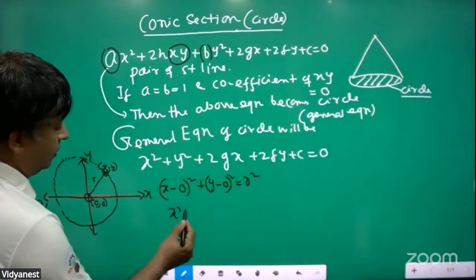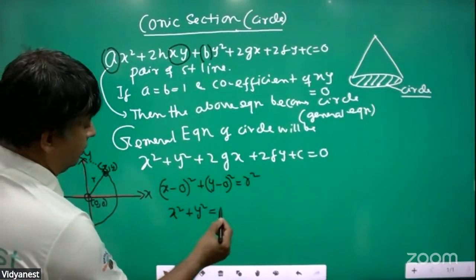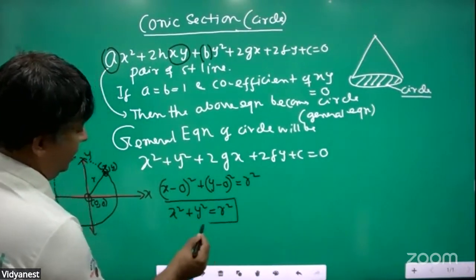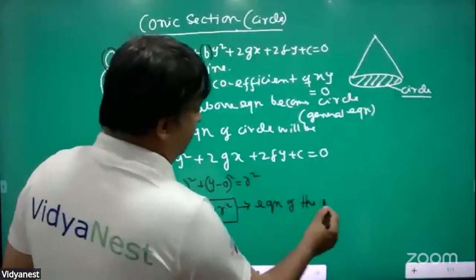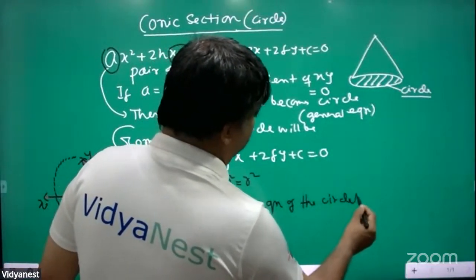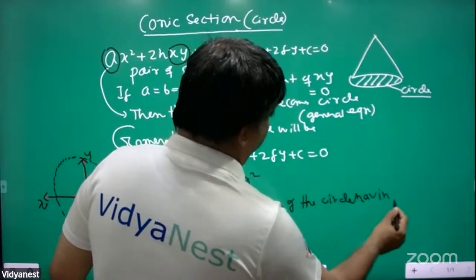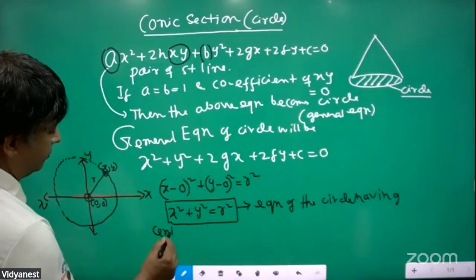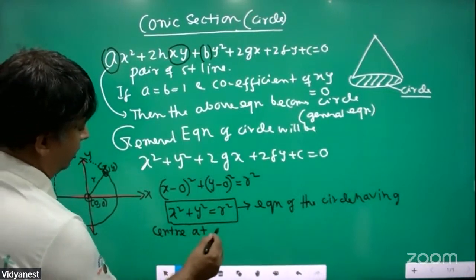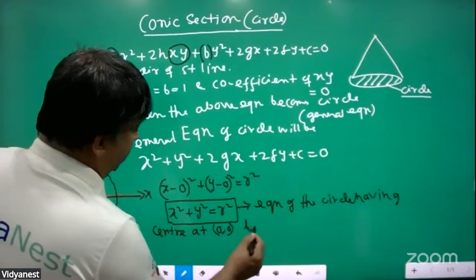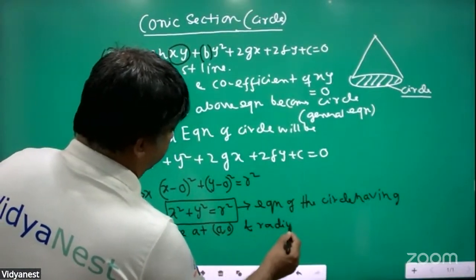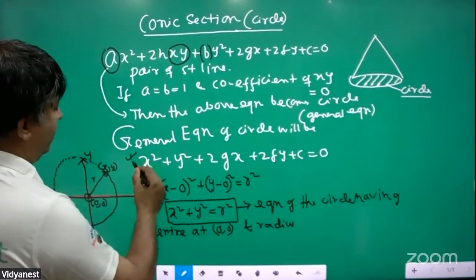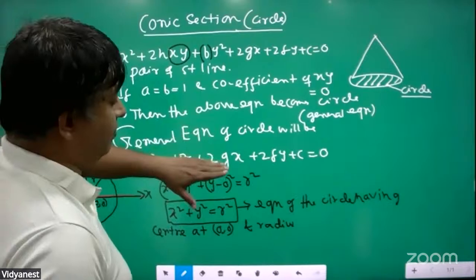So, this is the equation of the circle. Equation of the circle having center, that is called center, having center at origin and radius r. So here I got general equation of the circle.